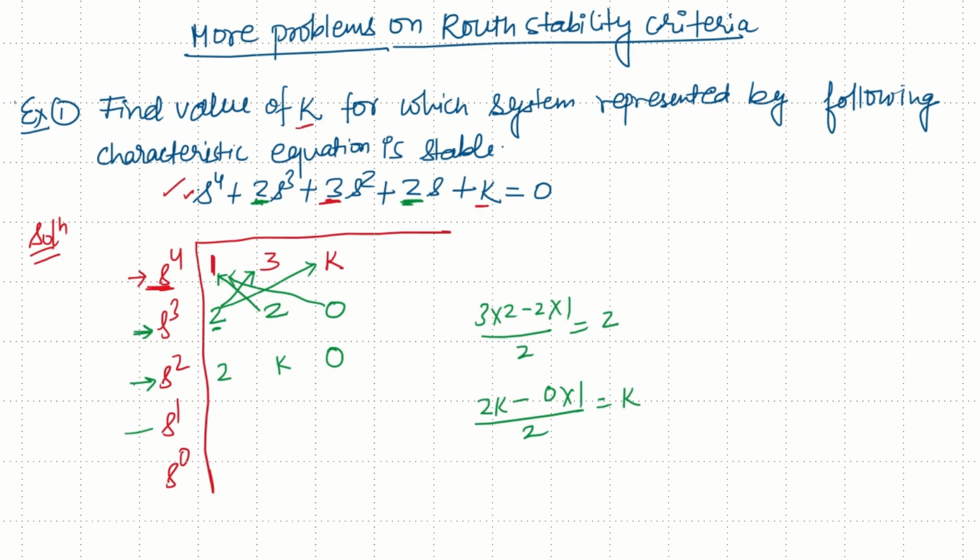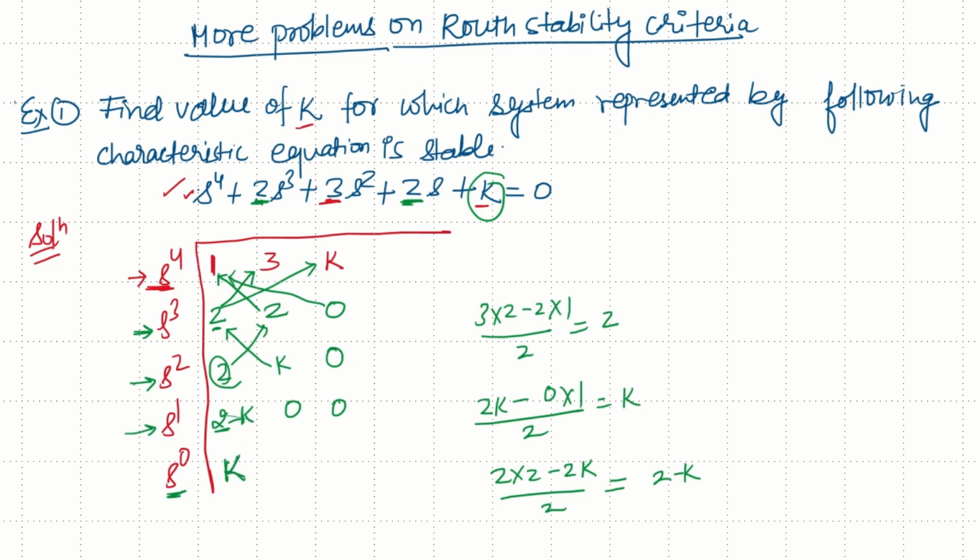For the next row, s to power 1, the first element will be 2 multiplied by 2 minus k multiplied by 2, divided by 2. So, this will be 2 multiplied by 2 minus 2 into k divided by 2, which comes out to be 2 minus k. The remaining coefficients will come out to be 0. The s to power 0 coefficient, we know this is the constant term, so this will be k.